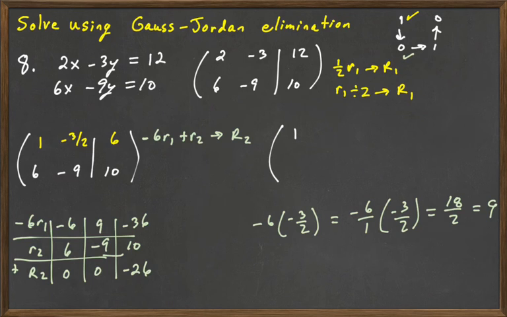So row 1 is unaffected. We did use row 1, but it's unaffected. So row 1 is 1, -3/2, and 6. And row 2 is 0, 0, -26.